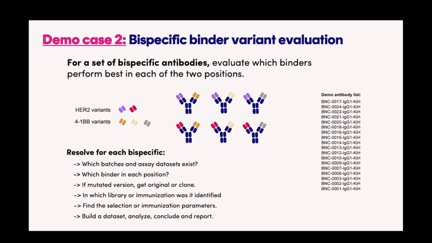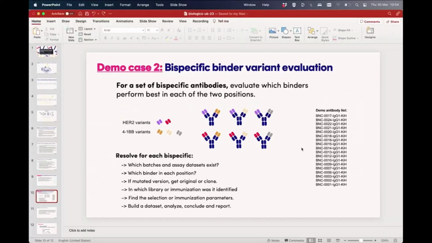So to do this, we actually need to resolve quite a bit of information. First of all, which batches exist, and what assays have been done on them. And of course, for the antibodies, which of the binders were used in which of these knob-in-hole positions. And if those binders were mutated to fit this format, what was the original clone, where was that clone found, etc. So again, we have quite a bit of digging to do. So what I want to show you is how to do exactly that in our system.